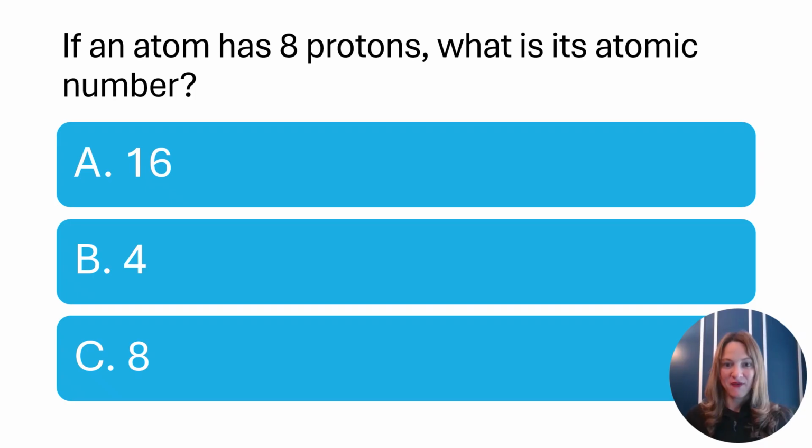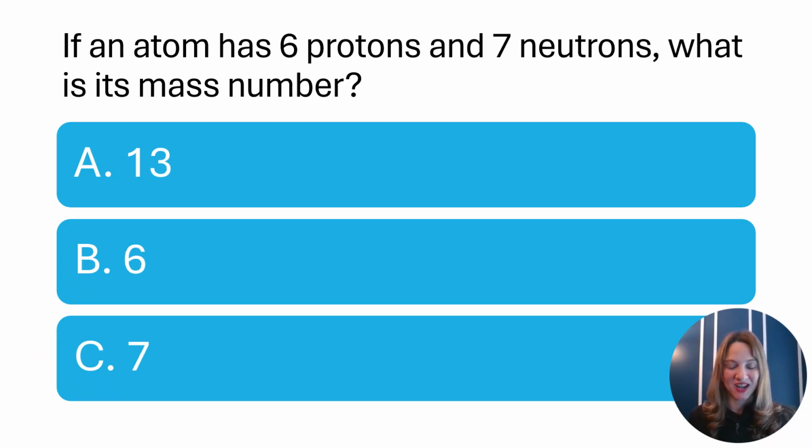Next question. If an atom has 8 protons, what is its atomic number? Is it A, 16, B, 4, or C, 8? I'm going to give just a second for you to think of your answer. All right, the answer is 8. The atomic number means the number of protons in an atom.